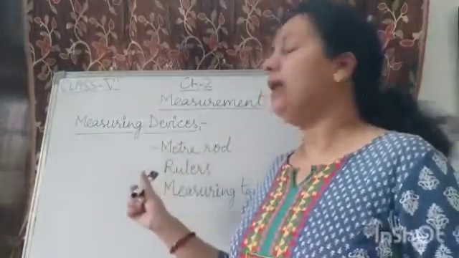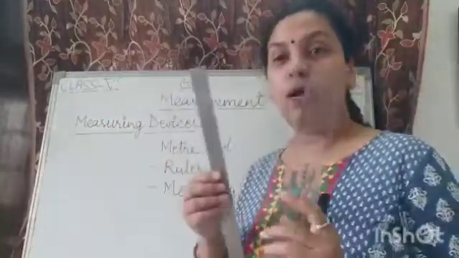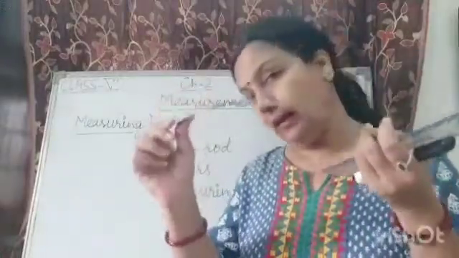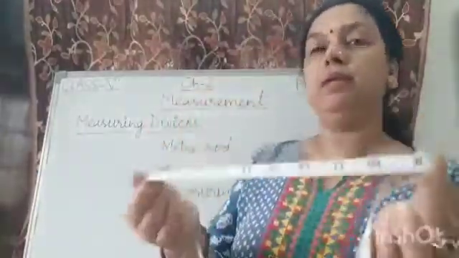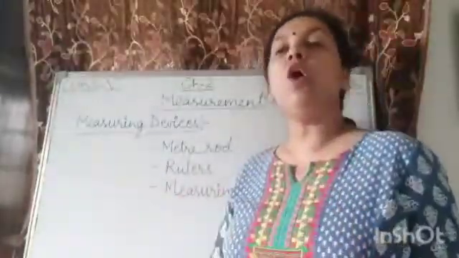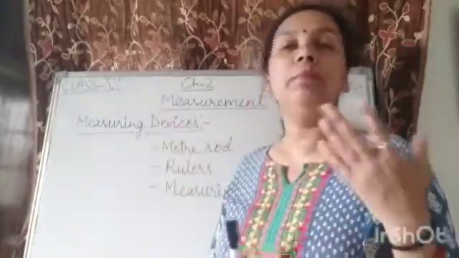So meter rod and rulers are made up of plastic, metal, or wood. They cannot be bent. They can bend only up to an extent, after that they can break. However, a measuring tape is made up of flexible material, which can be easily bent around the object to be measured. You might have this in your home, and you have seen it in a tailor shop also.